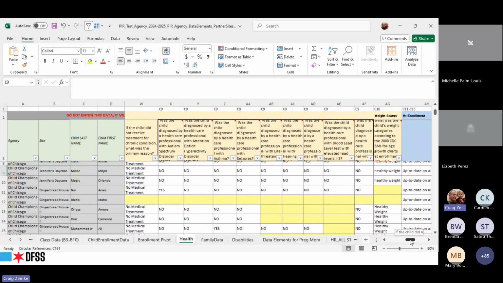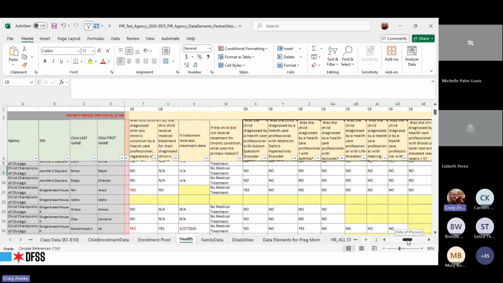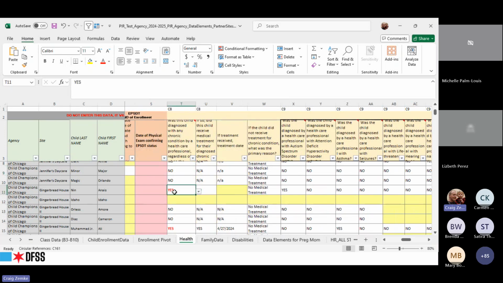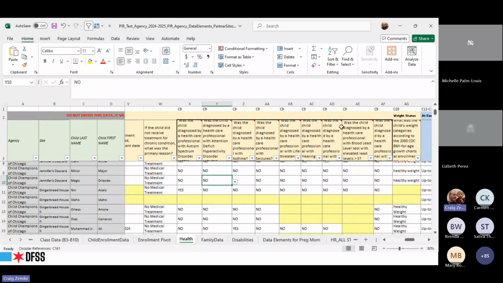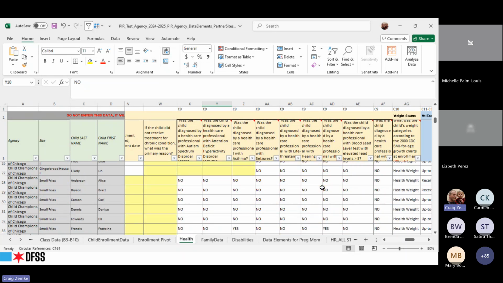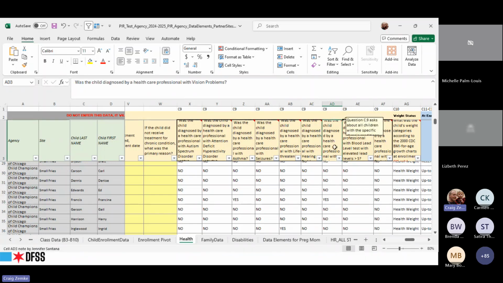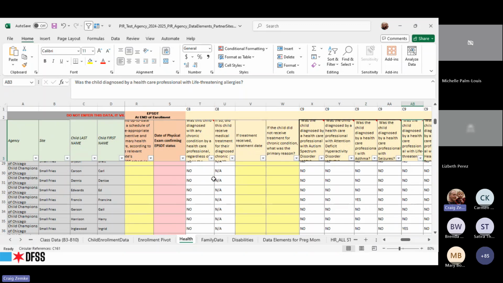So let me see if I have a bad one. But here you say this was yes, and here's a specific screening. This can be yes, and we don't have a specific condition identified here if their condition is not one of these. However, if any of these things say yes, so in this case, what does it say? Vision problems. We have asthma, which is probably the most common here. Life-threatening allergies. Okay, if any of these things say yes, then this needs to say yes.